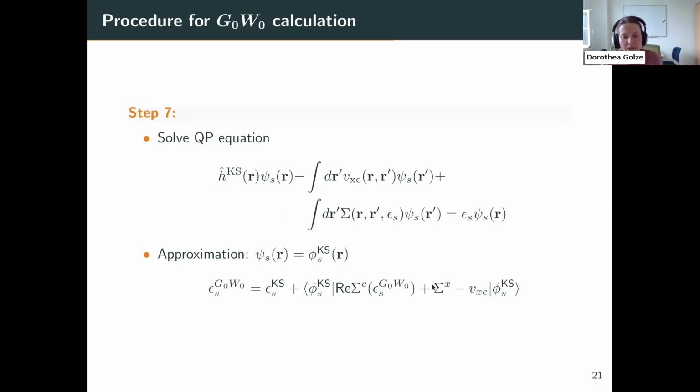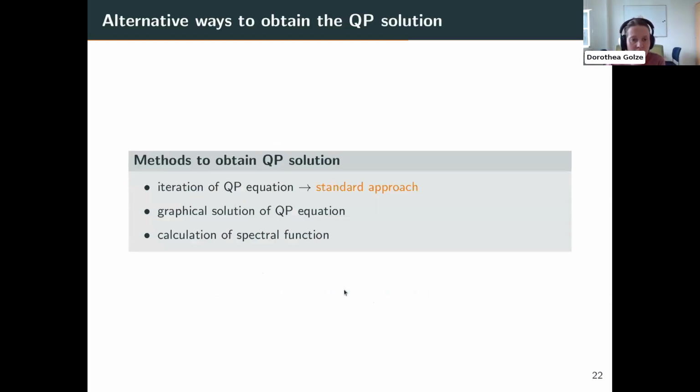As you can see, the right-hand side already depends on the solution, on the GW quasi-particle energies. That means we have to solve it iteratively. We can start with a guess, for example the Kohn-Sham DFT energies, then get the solution, update, insert again, etc., until we solve this fixed-point equation. This is the standard approach, iterating the quasi-particle equation. You can also do a so-called linearization of this approach. A linearized approach is, by the way, also implemented in AIMS, but I would not recommend it.